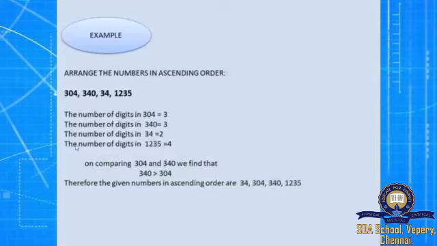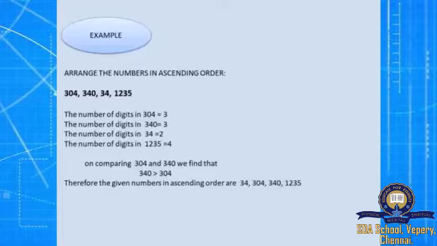Here is an example. Arrange the numbers in ascending order. The numbers are 304, 340, 34, 1235. The number of digits in 304 is equal to 3. The number of digits in 340 is equal to 3. The number of digits in 34 is equal to 2. The number of digits in 1235 is equal to 4. So they have asked to arrange in ascending order, that is from smaller to larger.